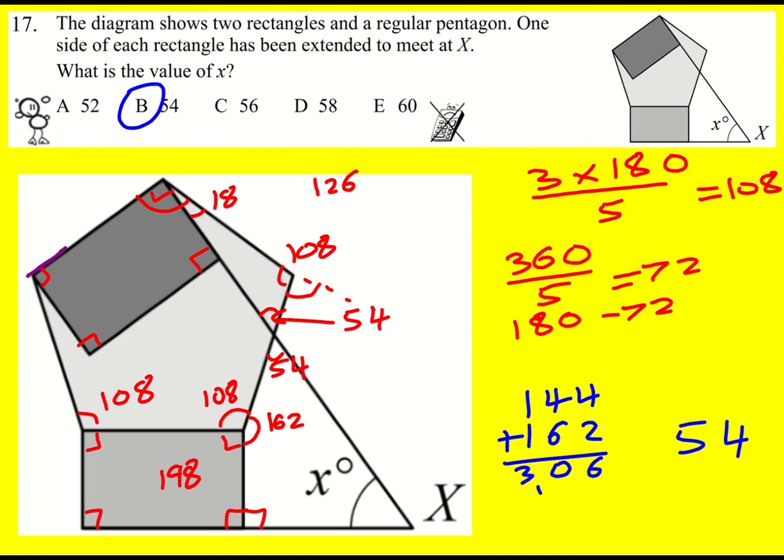Note that you could also do this question by looking at this figure here, which is also a pentagon. So you know the angles add up to 540 in total. So if you add this one, this one, this one, and this one, and then just do 540 minus that, you will also get x, which will again give you 54.